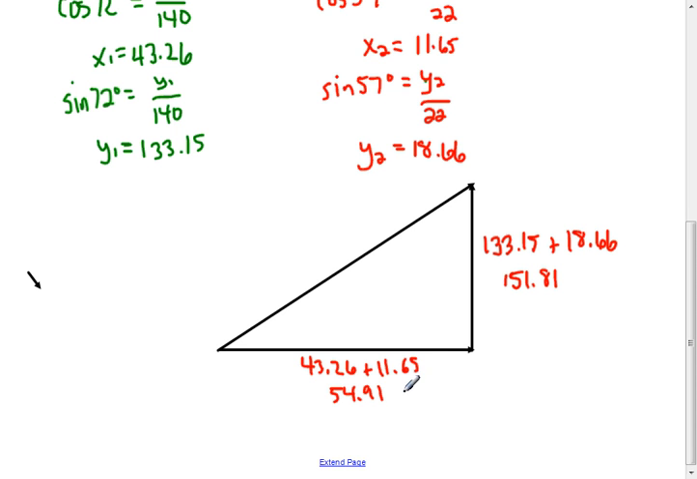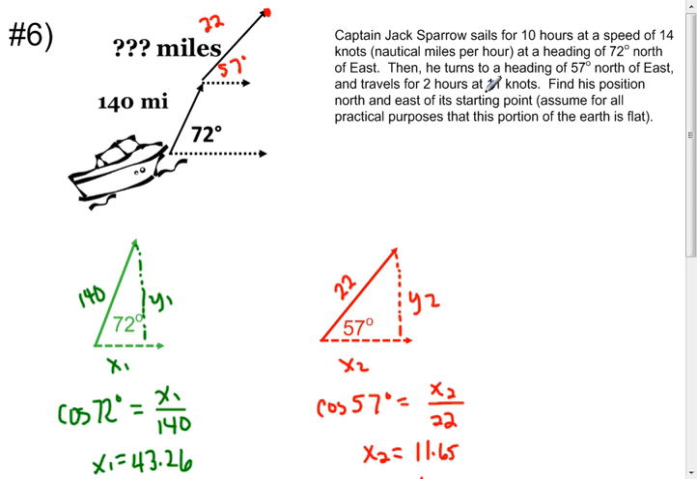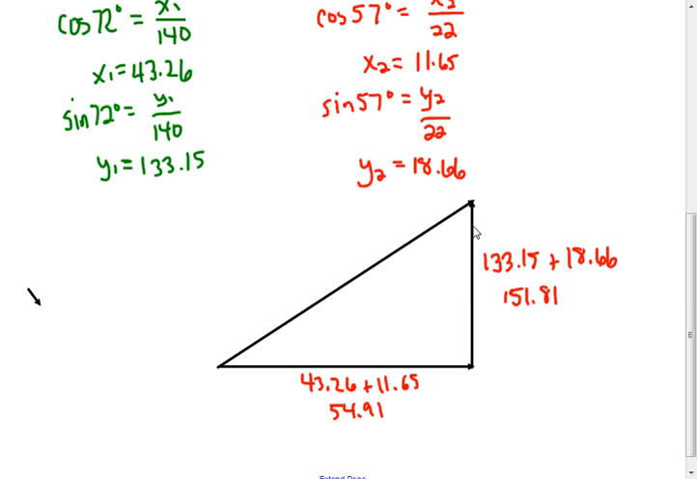So the question asks, find his position north and east of his starting point. So he ends up being 151.81 miles north of the starting point, and he ends up being 54.91 miles east of his starting point. If it asks how far away Captain Jack Sparrow is, you would figure out the magnitude of the resultant, but it's just asking how far east and how far north. So that is it for that problem.